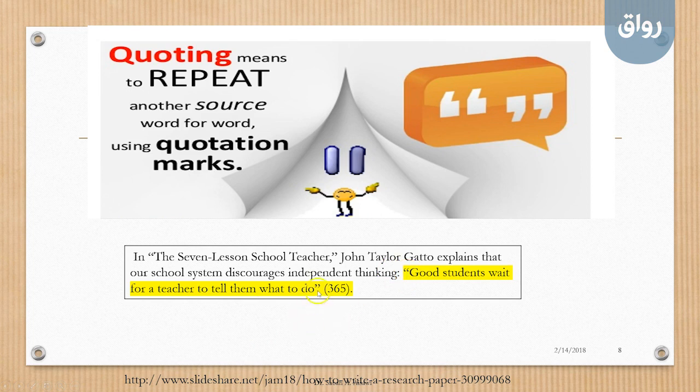The quotation marks are very important. Number 2, the citation. Among the 3 different types of taking notes, quoting, paraphrasing, and summarizing, definitely quoting is very easy. It's the easiest because you just copy and paste, then put number 2, put inverted commas, number 3, cite.